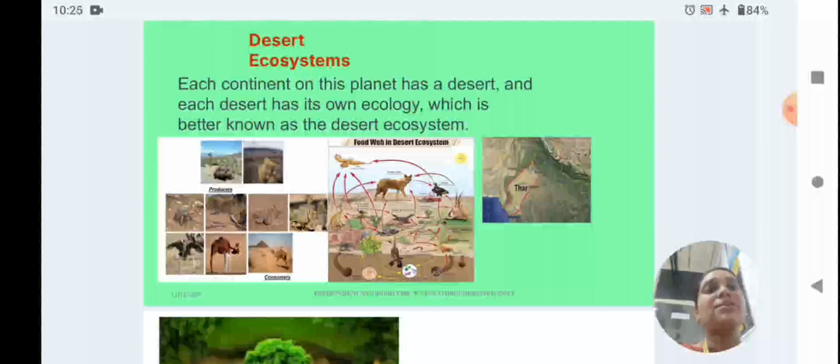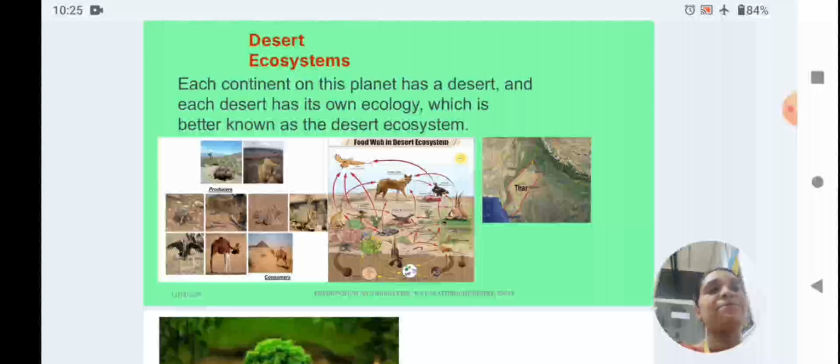The first picture represents the producers and consumers of the desert area. The second picture represents the desert ecosystem food web cycle. The third one represents the desert in our country, that is Thar, and the foremost one is Sahara.